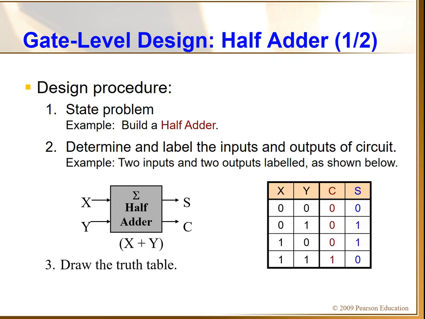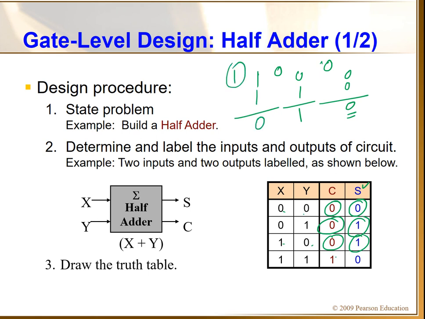For example, I will explain: 0 plus 0, sum is what? 0. And what is carry here? Carry is also 0. So 0 plus 0, my sum is 0, carry is 0. If I add 0 plus 1, sum is 1, carry is 0. 1 plus 0, sum is 1, carry is 0. If we add 1 plus 1, sum is 0 and carry is 1. So sum is 0 and carry is 1.